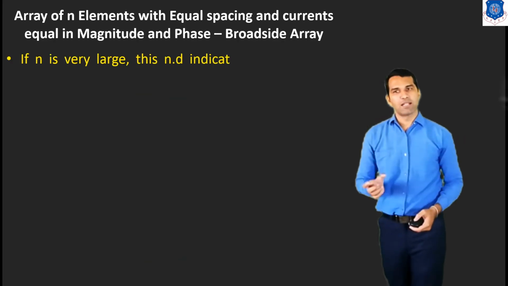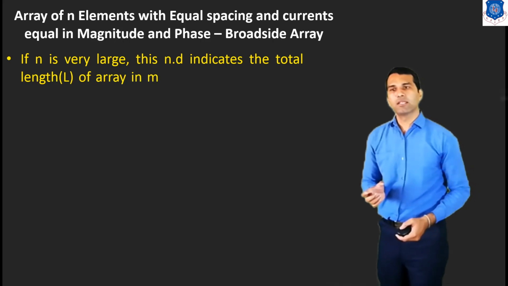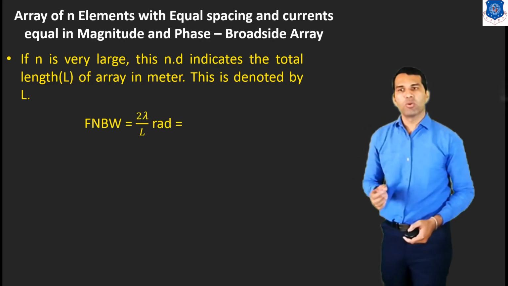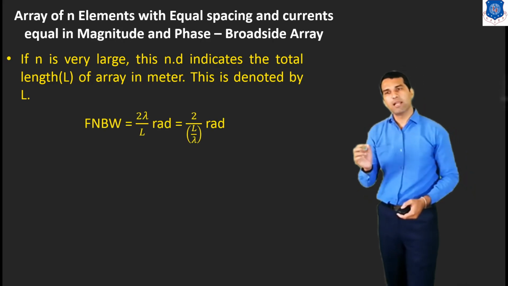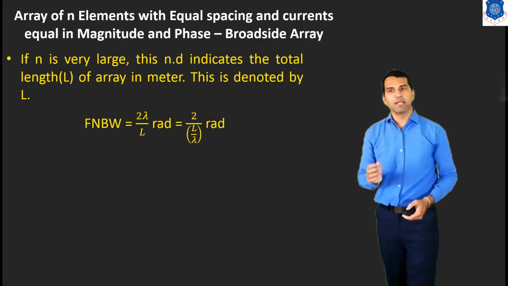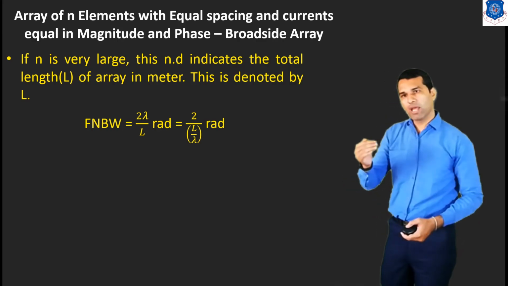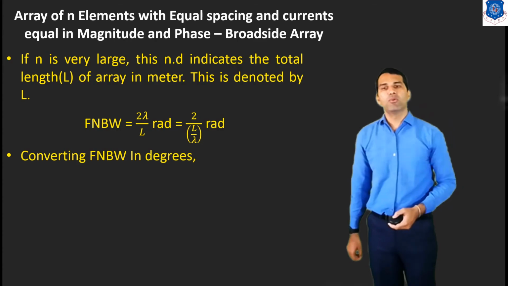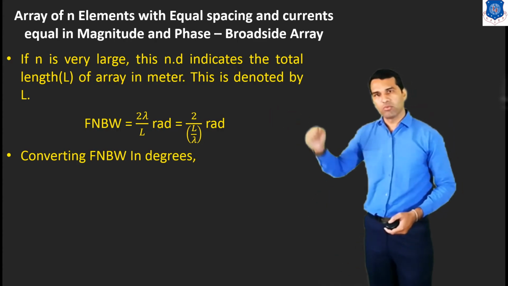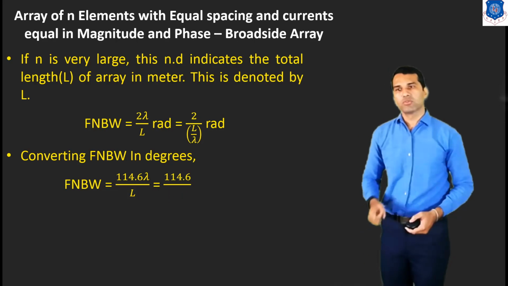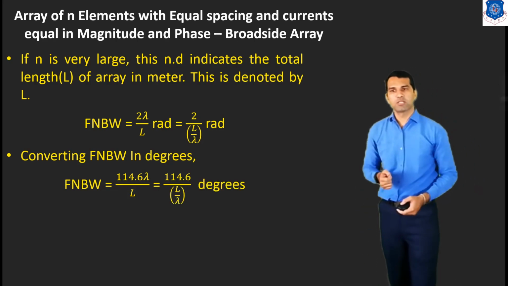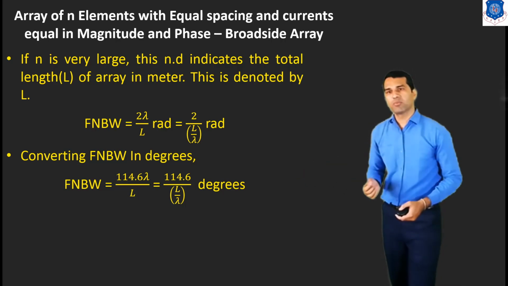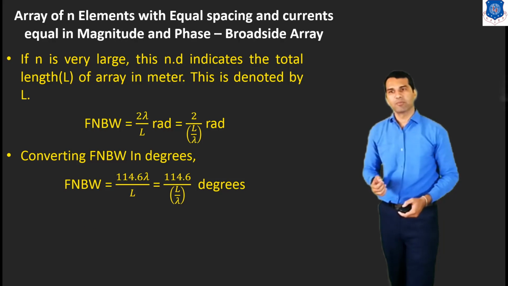If n is very large, then n times d indicates the total length of the array in meters, denoted by L. So we can write the FNBW equation in terms of length as 2 upon L/λ in radians. Now converting FNBW to degrees: this equation is in radians, and in degrees FNBW equals 114.6 λ/L, which we can write as 114.6 upon L/λ in degrees.